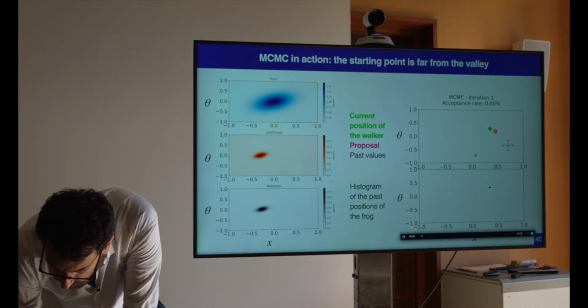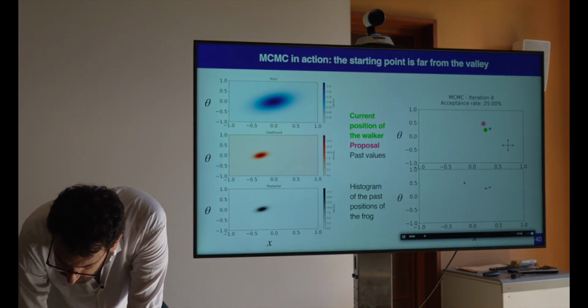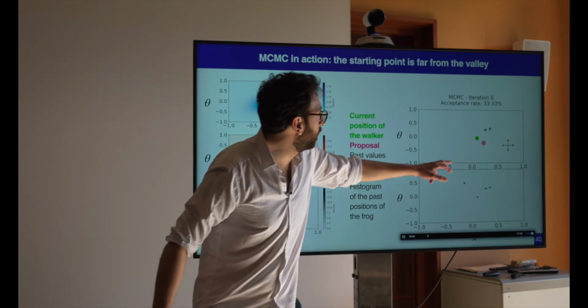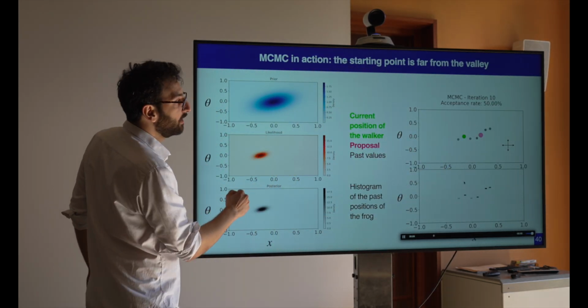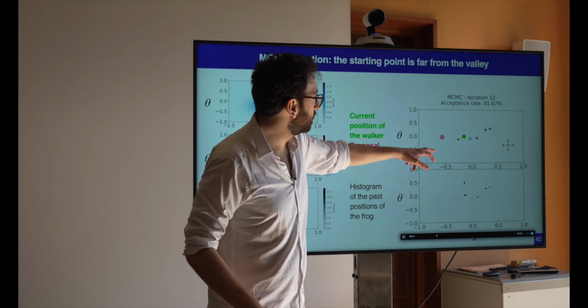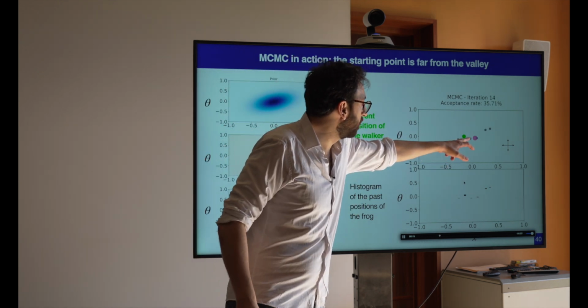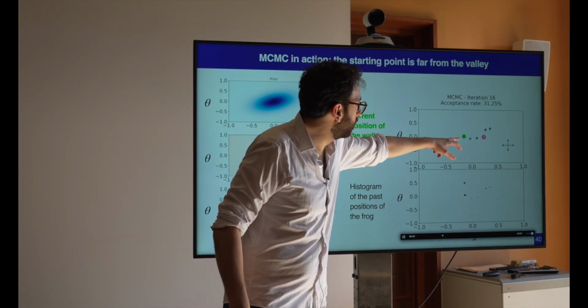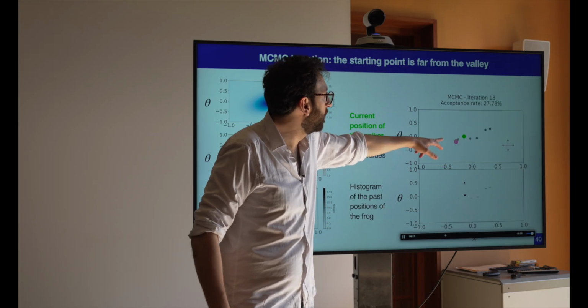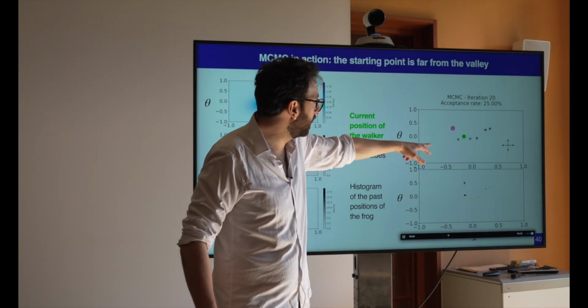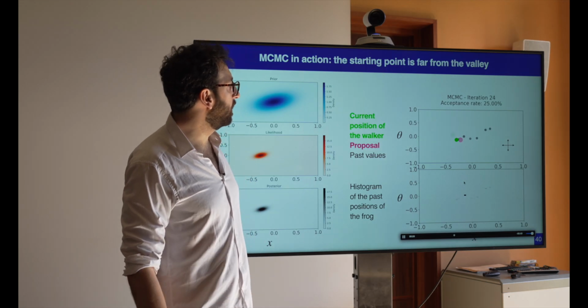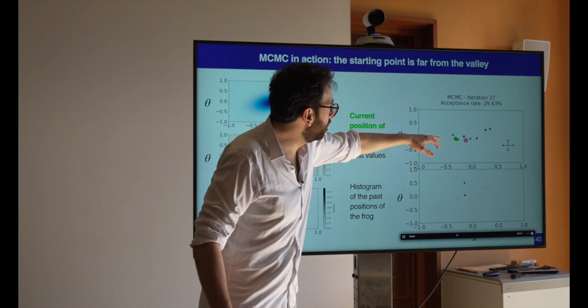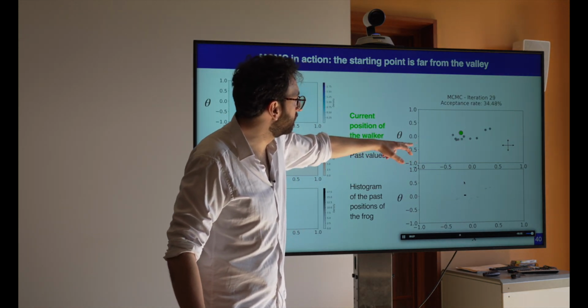So this is another example where the starting point is here, and it's far from the region of high likelihood. So you see that in that case, the frog is okay when it goes toward the region of high likelihood. Here the proposals are not so good, but it's moving towards the region of high likelihood.